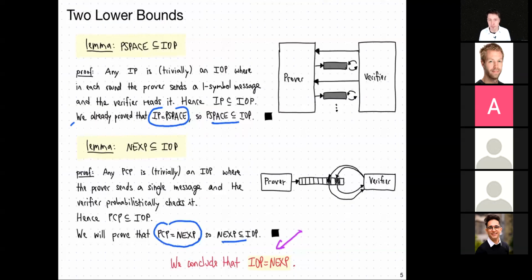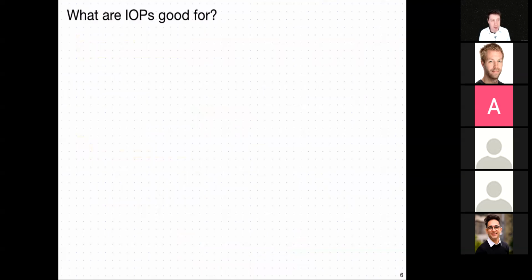Thanks. There's a question by Philip: what is the advantage of IP over PCP? I guess that's not a question on IOP over PCP. Well, we're getting to that now. So what are IOPs good for if they don't give us any new languages?